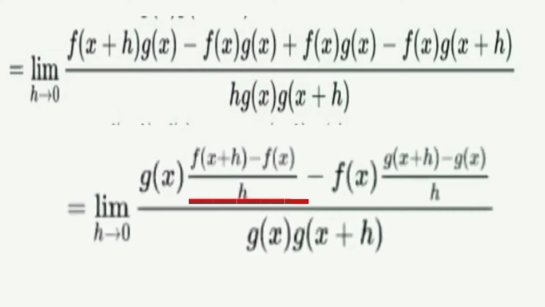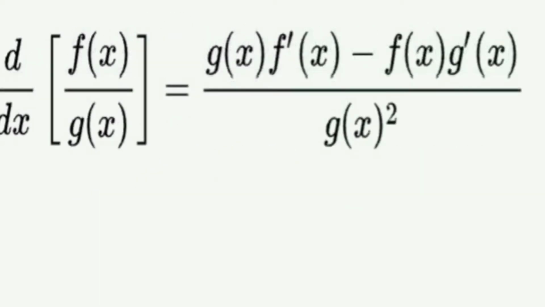Notice that this part is the derivative of f of x, or f prime of x, and also this part here is the derivative of g of x, or g prime of x. And in the denominator, because the limit of h approaches 0, we are left with g of x times g of x. So the derivative of f of x over g of x is equal to g of x times the derivative of f of x, or f prime of x, minus f of x times the derivative of g of x, or g prime of x, all over g of x squared.